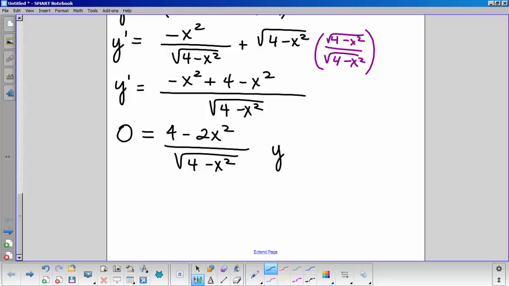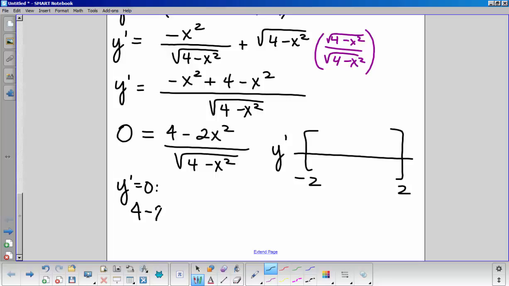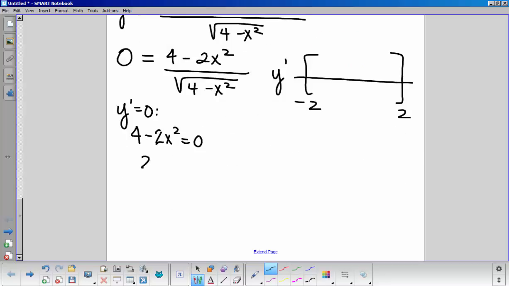So I'm going to do a y prime line, and I know that I'm only going to go from -2 to 2. And now we're going to find our critical points by setting y prime equal to 0, which is when the numerator is equal to 0, which will be 4 minus 2x squared equals 0. 2x squared equals 4. x squared equals 2. x equals plus or minus root 2, right? All right, so I'm just going to put negative root 2 here, positive root 2 here.